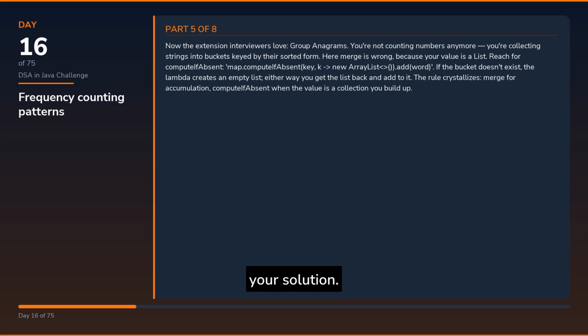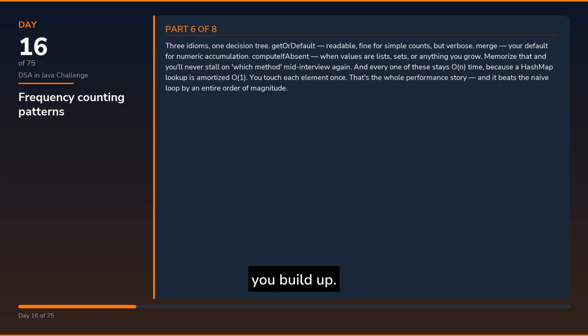The rule crystallizes. Merge for accumulation. computeIfAbsent when the value is a collection you build up. 3 idioms, 1 decision tree. getOrDefault. Readable, fine for simple counts, but verbose. Merge, your default for numeric accumulation. computeIfAbsent, when values are lists, sets, or anything you grow. Memorize that and you'll never stall on which method mid-interview again.